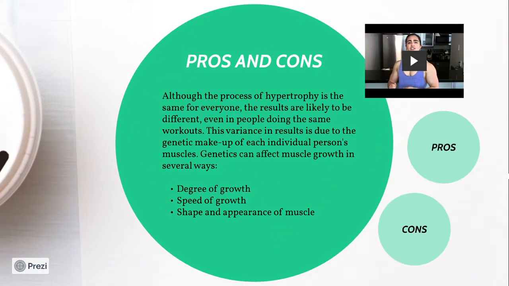Pros and cons. Although the process of hypertrophy is the same for everyone, the results are likely to be different, even in people doing the same workouts. This variance in result is due to the genetic makeup of each individual's muscles. Genetics can affect muscle growth in several ways: degree of growth, speed of growth, shape, and appearance of muscle.